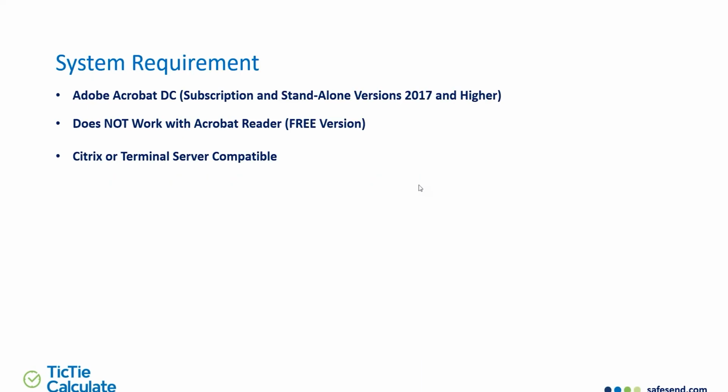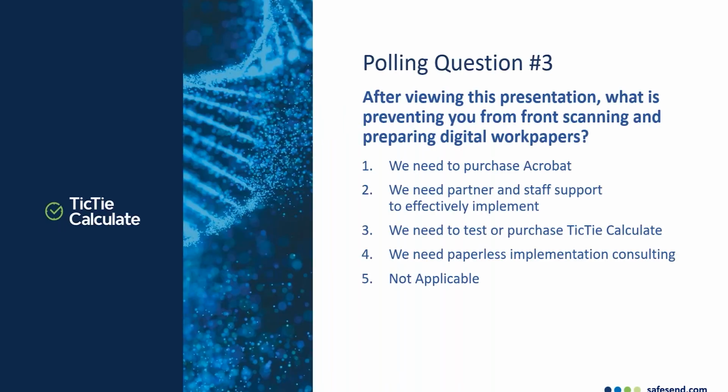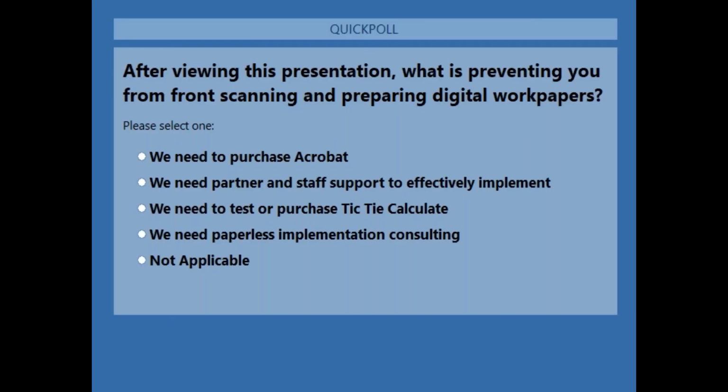So with TicTie Calculate, we do have some system requirements. Adobe Acrobat DC must be used. It does not work with Adobe Reader, and you can use it on a Citrix or terminal server. So let's launch that 3rd polling question. After reviewing this presentation, what is preventing you from front scanning and preparing digital work papers?